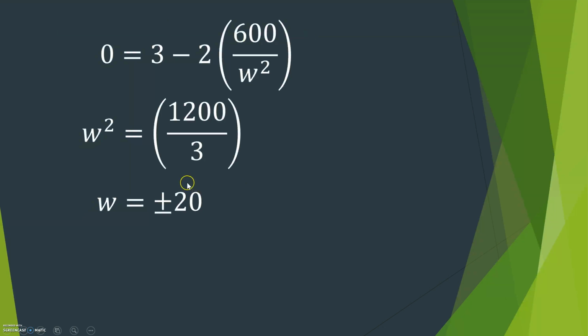This is not your answer. This is simply a critical value. All we saw was that f prime is equal to 0, or f had a horizontal tangent, when w is 20. We need to prove we've found a place where f has a local, was it minimum or maximum? Minimum. We wanted to minimize the amount of fencing.